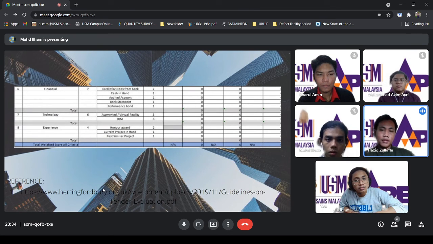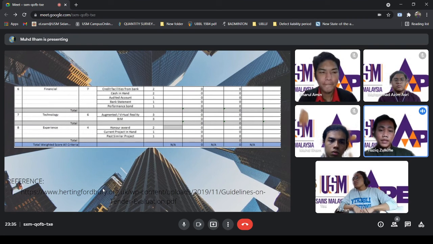Regarding the sub-criteria, credit facilities from bank and cash in hand hold 2% each, where these sub-criteria are important during the construction phase. Other sub-criteria gain 1% as they are not as crucial as cash in hand and credit facilities from bank. These sub-criteria are used only to foresee the tenderer's past financial.